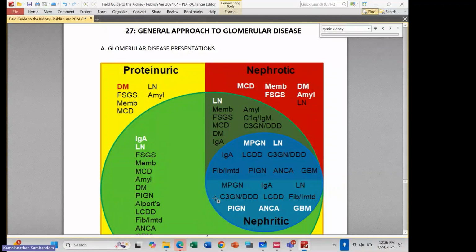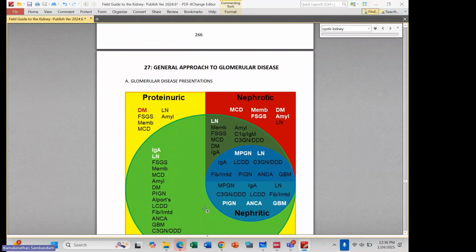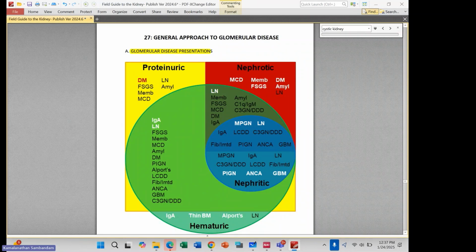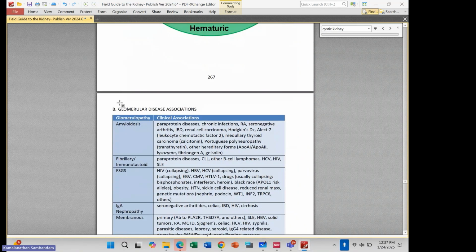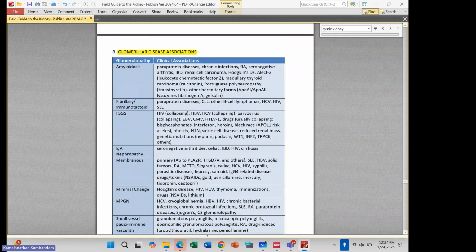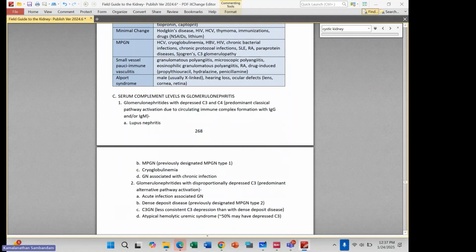Okay, then let's move through some basic elements of glomerulonephritis. We're going to talk about some of the basics of presentation. I'm not going to go through this Venn diagram in a very deep way, but I'm going to let you study it and just orient you to this. We're going to go over some of the disease associations that are often predisposing factors or context in which glomerulonephritis occurs. And then we're going to talk about some of the complement patterns.